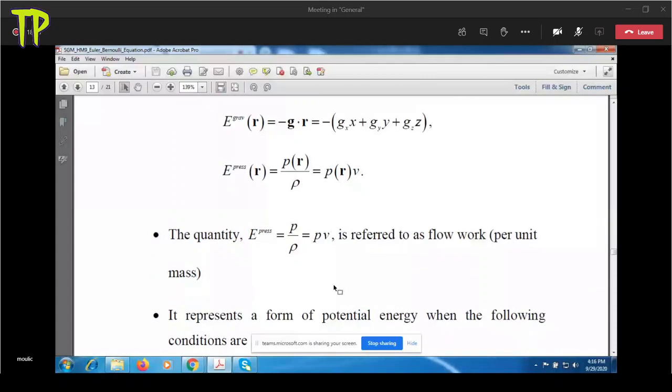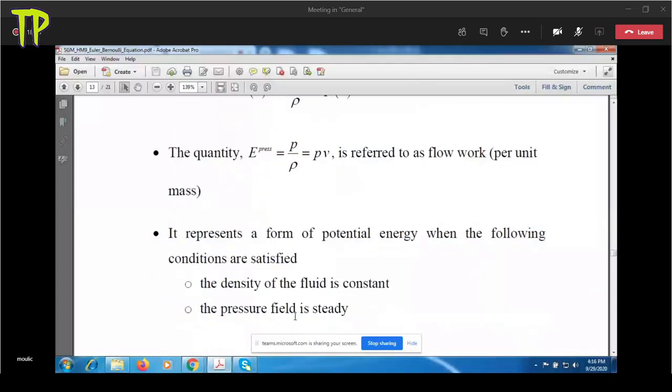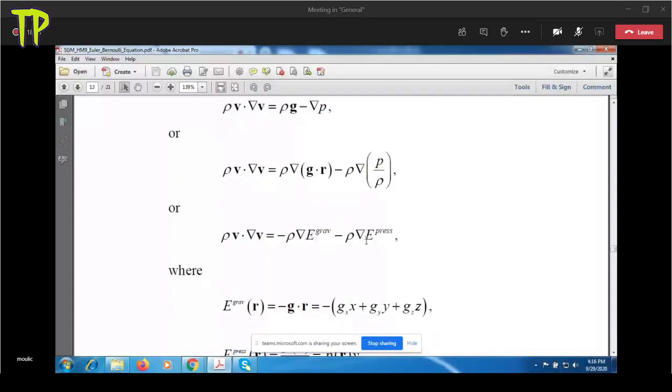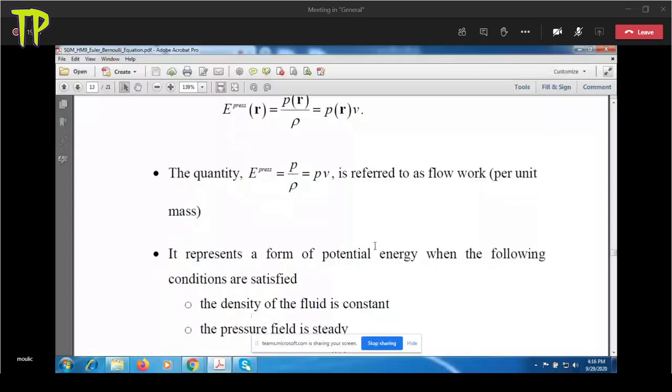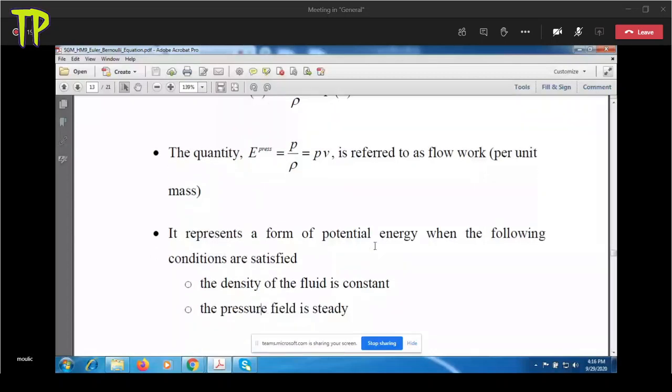But when these two conditions are satisfied, that the density is a constant and the pressure field is steady, that is independent of time, then we are able to write this force as the density multiplied by grad of a scalar potential which depends only on x, y, z. In that case, you can interpret it as a sort of potential energy associated with the pressure field.